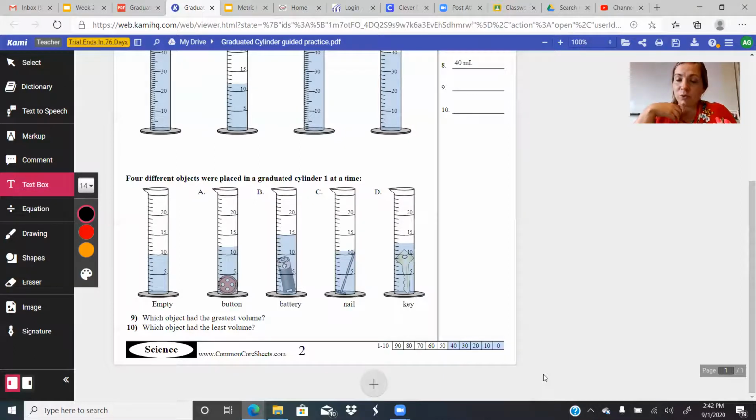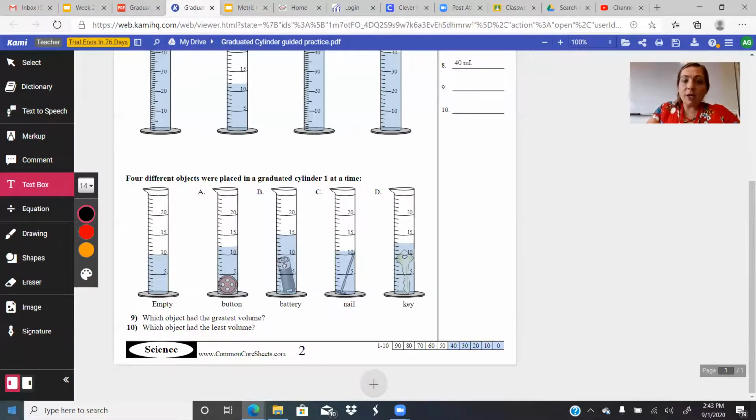It's not a regular shaped object. We can't do what we did yesterday with volume of a solid. You can't measure length times width times height because it's not a cube. It's not a box, right? It doesn't have 3-dimensional sides really, or we don't have the tools to do so. So you can do displaced volume.